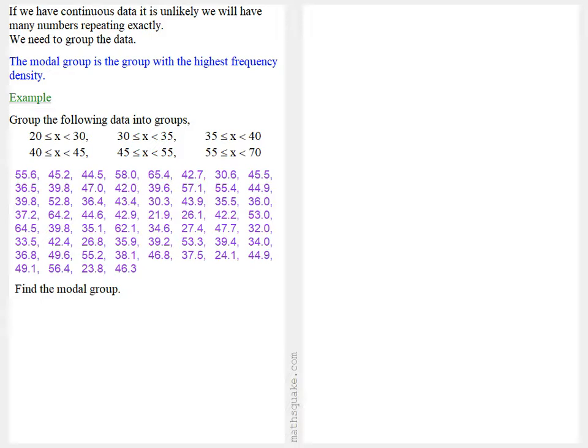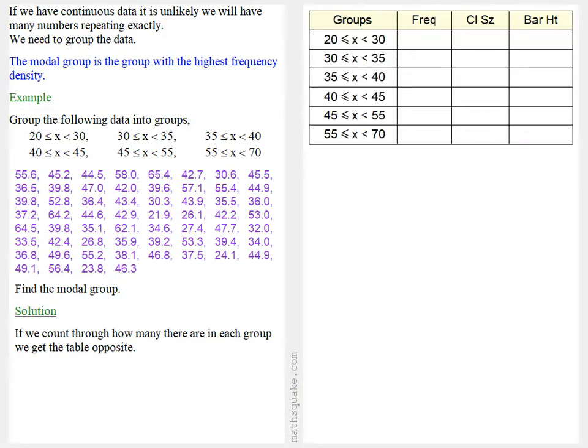We're given a list of numbers and we're asked to group it into the following sets. From 20 up to but not including 30, 30 up to but not including 35, 35 to 40, 40 to 45, 45 to 55 and 55 to 70. We're asked to find the modal group. Now we can count how many elements there are in each group, and that gives the following table. The frequencies are 6, 6, 16, 11, 11 and 10.